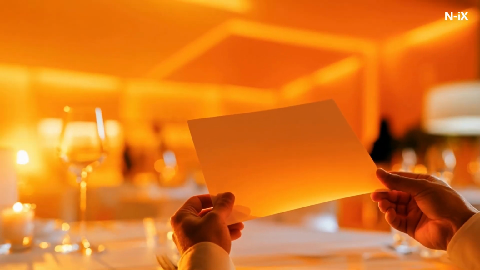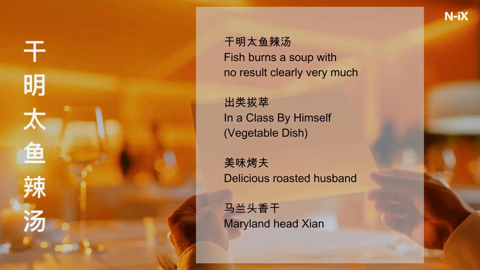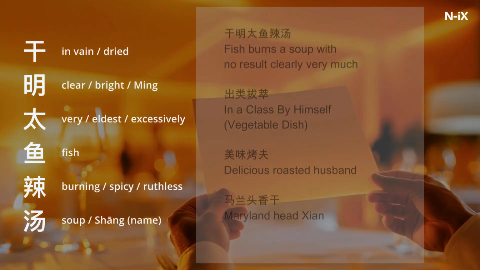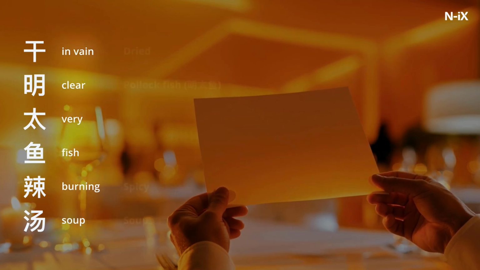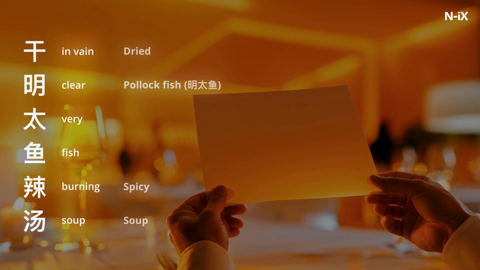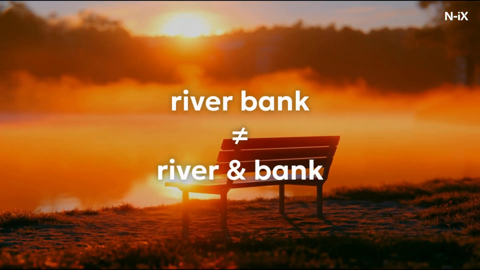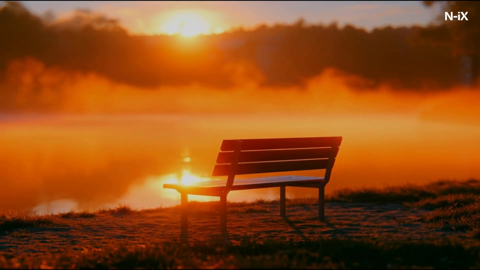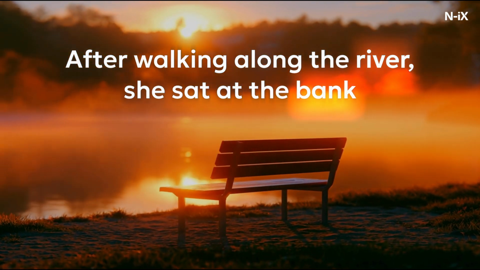Remember when machine-translated menus looked like this? Why did this happen? Chinese characters carry many meanings depending on context and the characters appended to them. Rule-based translation tools could only pick the most common meaning of each character. This problem is not unique to Chinese. Even if the translators could record phrases like riverbank to convey a meaning different from the 2 words individually, in sentences like, after walking along the river, she sat at the bank, the model could not see that the 2 words are connected.